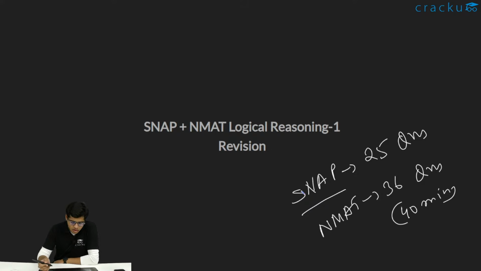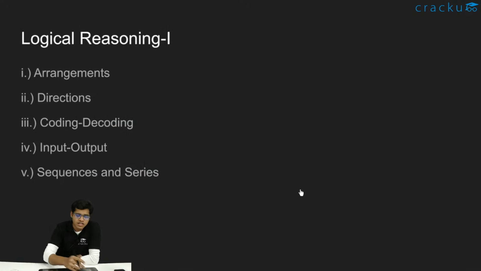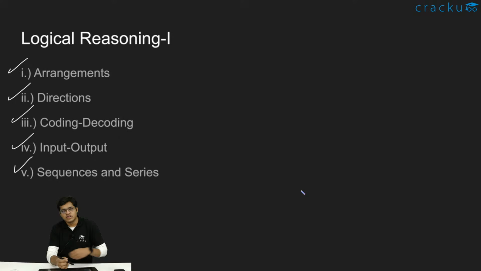So let's start. Today in this logical reasoning part 1, we will study these 5 topics: arrangements, directions, coding-decoding, input-output, and sequences and series, right? These are the topics which we will study.